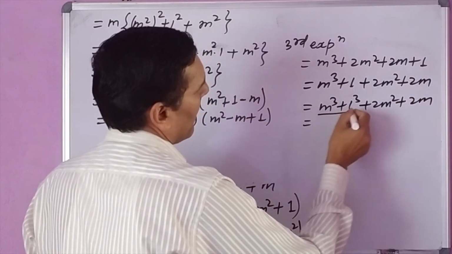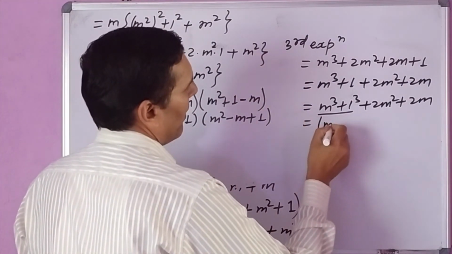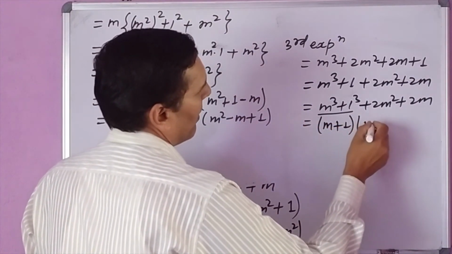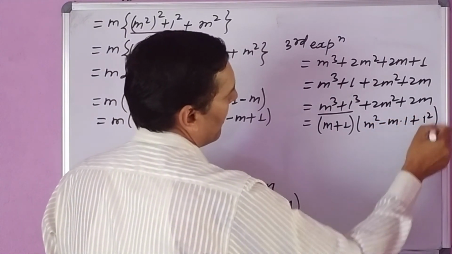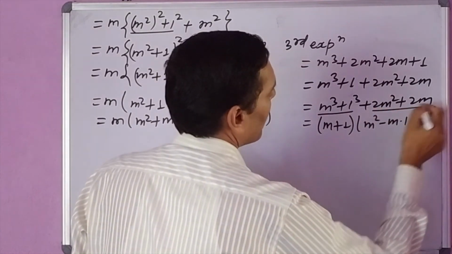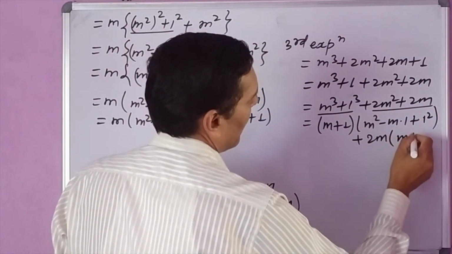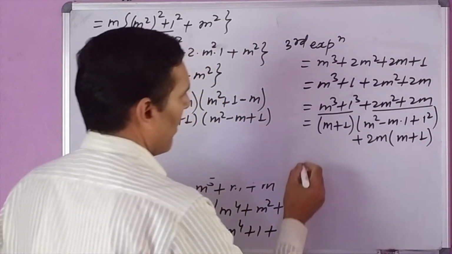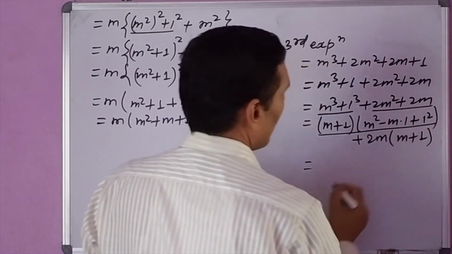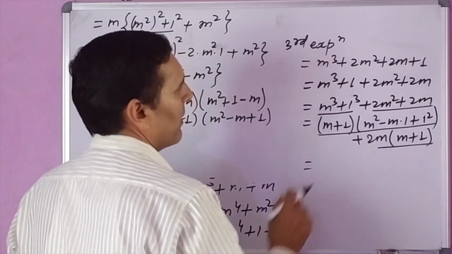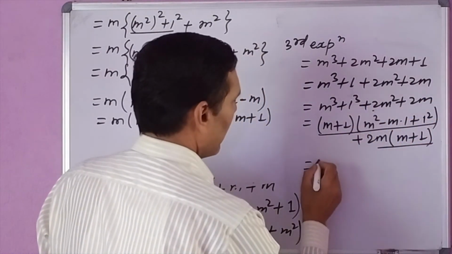In the first two terms, I am using the formula of a cube plus b cube. Again, a plus b, a square minus ab plus b square. In the last two terms, 2m common. After taking 2m, we will get m plus 1 there also. So up to here, this is one term, this is another term. In these two terms, we can see there is m plus 1 common.